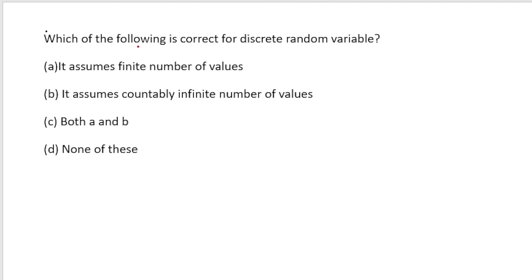Next, which of the following is correct for a discrete random variable? It assumes a finite number of values. This is correct. It assumes a countably infinite number of values. This is also correct. But they have another option, that both A and B. So this is the most appropriate option, so I will select the third option.